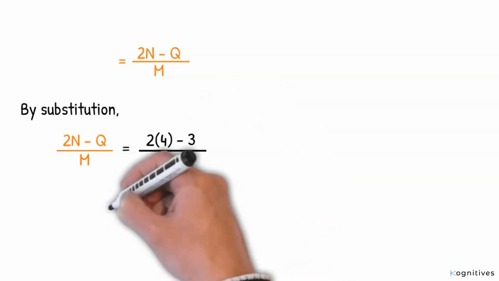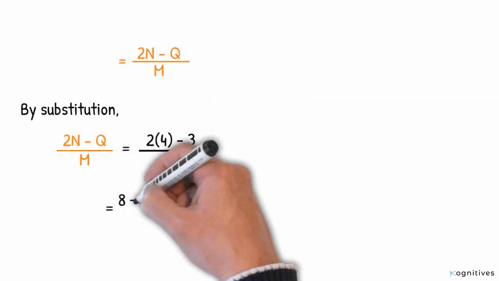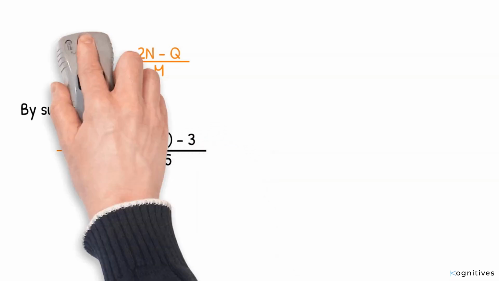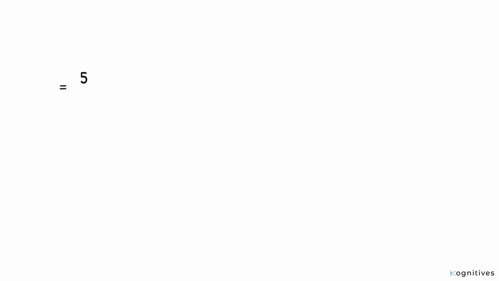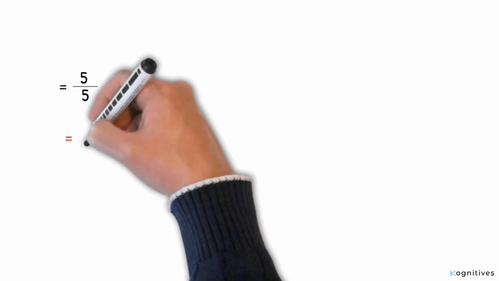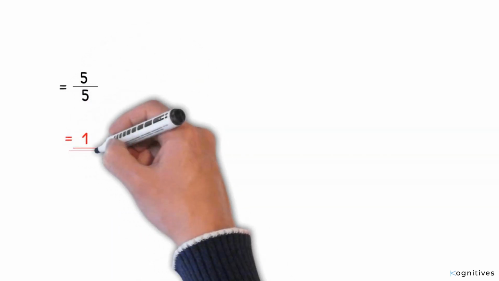Now, 2 times 4 is 8. Then minus 3 over 5. 8 minus 3 is 5 over 5. Therefore, if I divide 5 by 5, I'll get 1. Therefore, the answer to that question is 1.